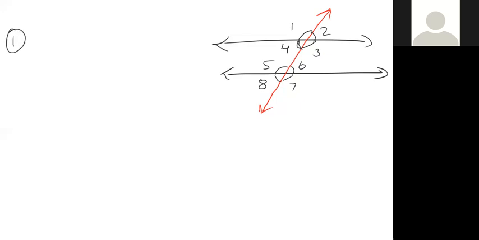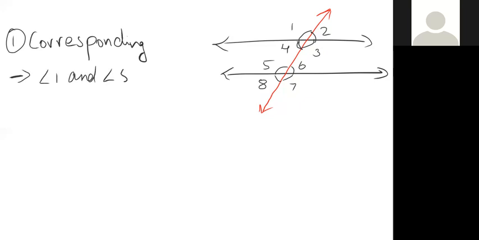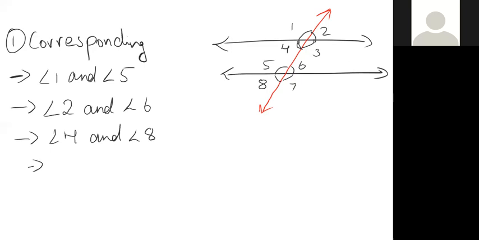The first term which you already know is corresponding angles. One example would be angle 1 and angle 5, right? Angle 1 and angle 5. You can see it when I write. Look at the diagram when I'm writing the angles. Angle 2 and angle 6, and angle 4 and angle 8. Try noticing the pattern between these angles.